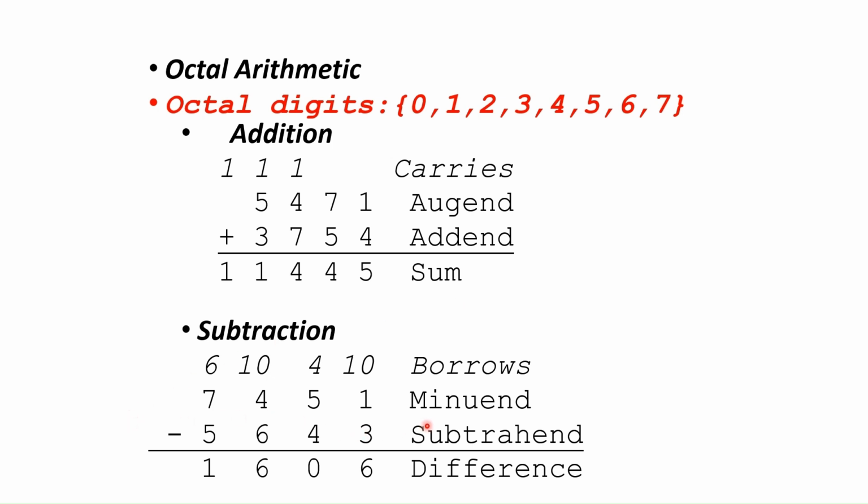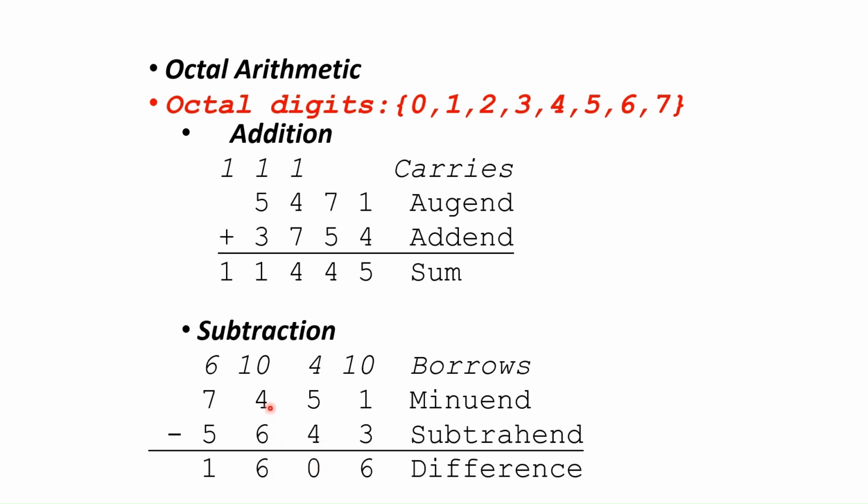Now for subtraction, we cannot do minus 3 from 1. We have to take a borrow from here. If you borrow here, this 5 becomes 4, and this 1 becomes 10. 10 in octal is equivalent to 8, right? 8 plus 1, 9. Total 9. 9 minus 3 is 6. And now 4 minus 4 is 0.